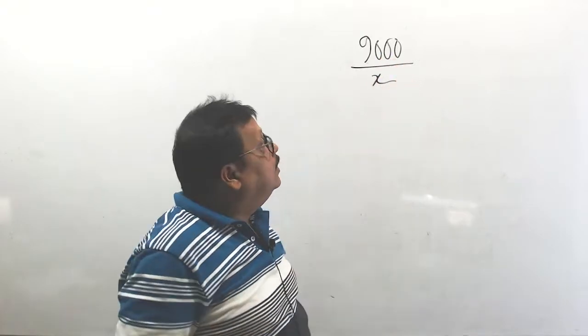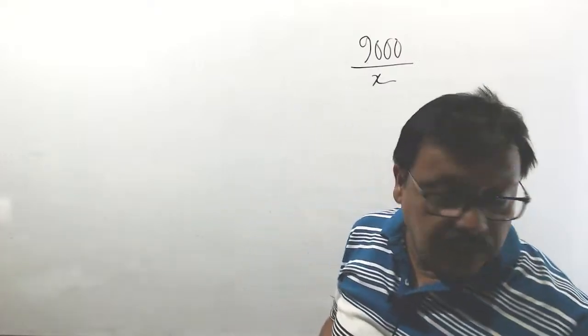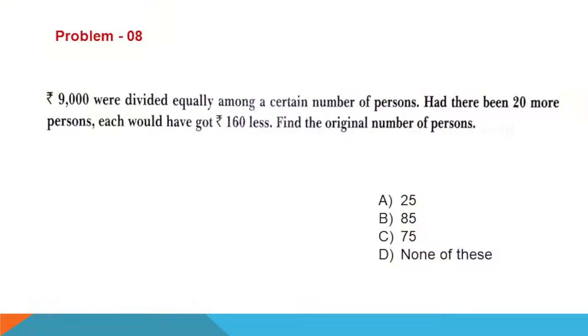Later on, how many persons came? 20 more persons. So the number of persons will be more, that is x plus 20. Then each would have got rupees 160 less.